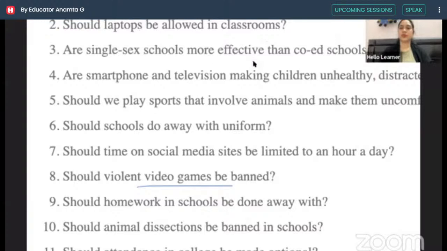Ma'am, video game means but kids play on mobile. Yes, that is also true. Nowadays even elders play video games on mobile. For example, a very common game, PUBG. Yes, ma'am. It's a video game that children, adults, everybody plays. So yeah, should violent video games be banned? Why?